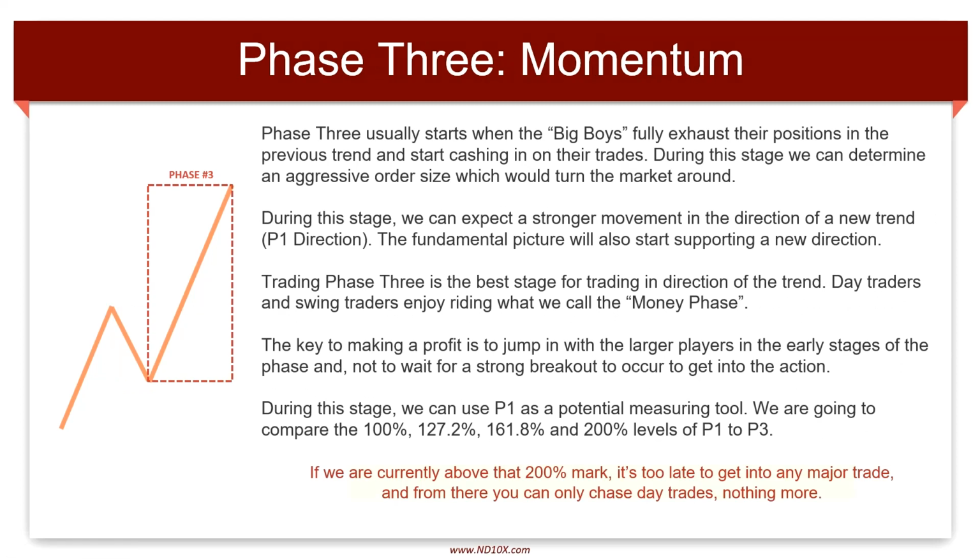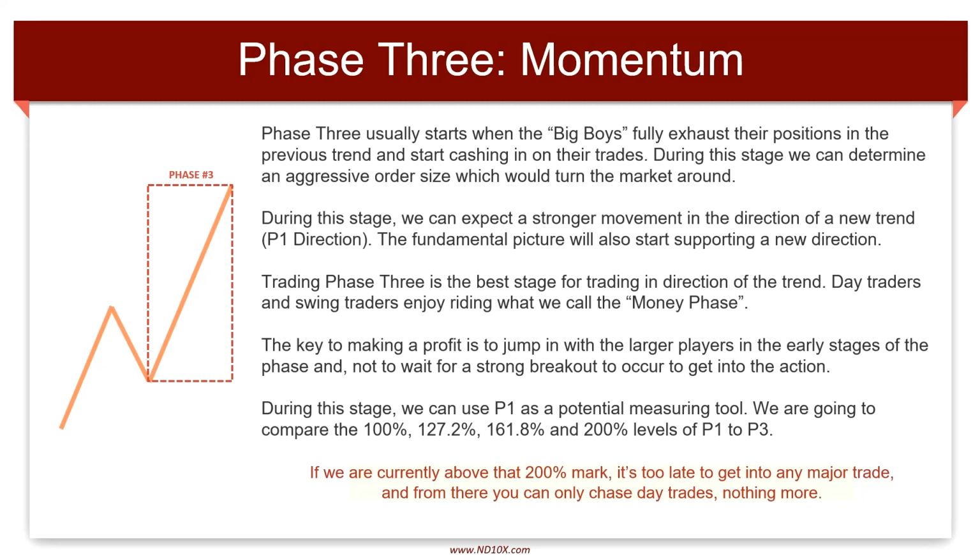Phase 3 Momentum. Phase 3 usually starts when the big boys fully exhaust their positions in the previous trend and start cashing in on their trades. During this stage, we can determine an aggressive order size, which would turn the market around. During this stage, we can expect a strong momentum in the direction of the new trend, so phase 1 direction.